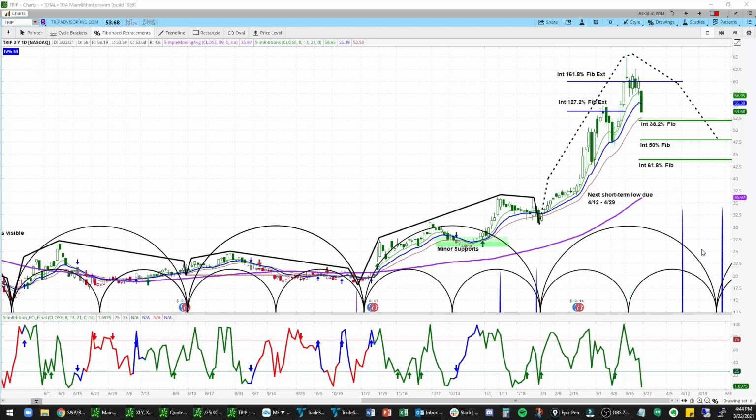Now what's going on at this point is that we have two cycles pushing down here, where we have the dominant cycle pushing down as well as the minor cycle pushing down. This is a period of heightened downside risk. The next short-term low is due 4-12 to 4-29. So what we're really looking for is overall for TripAdvisor to work its way lower here. And as I mentioned, we are looking for a test of this intermediate term 50 to the intermediate term 61.8.